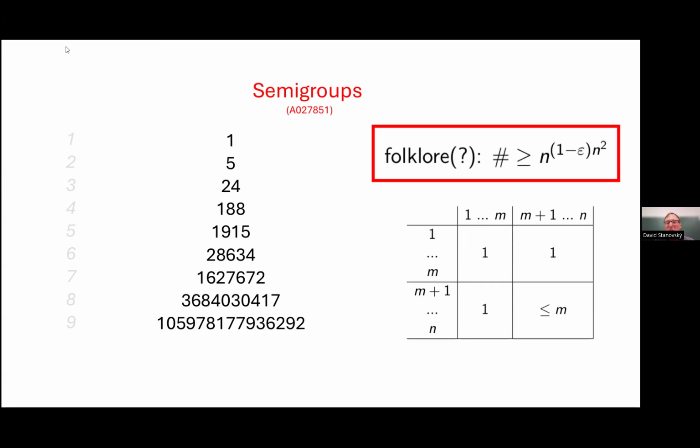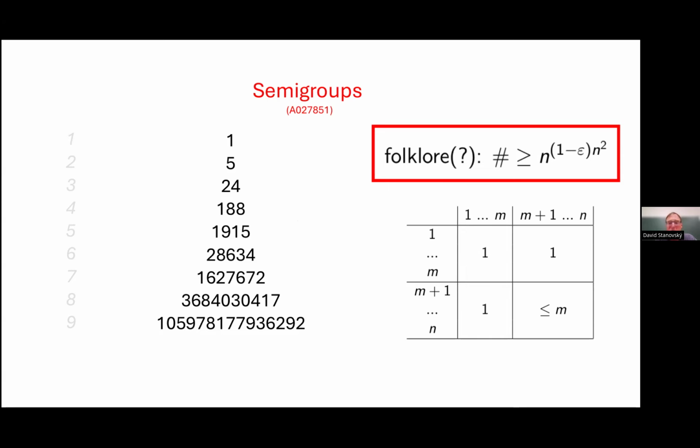So this is the multiplication table of the semigroup. Say the semigroup has n elements, and m is a parameter, and in three of the four quadrants you put 1, and in the other quadrant you put just any set of numbers which is at most m.